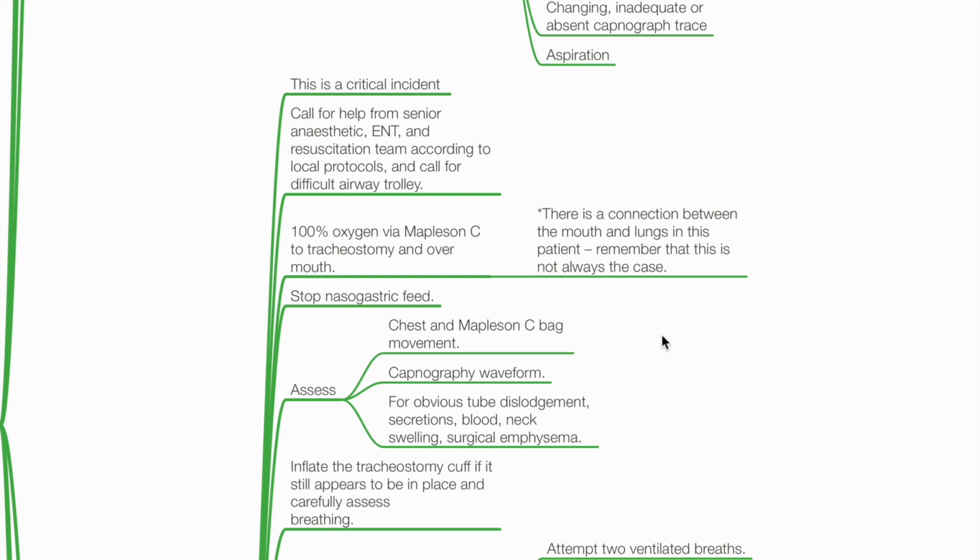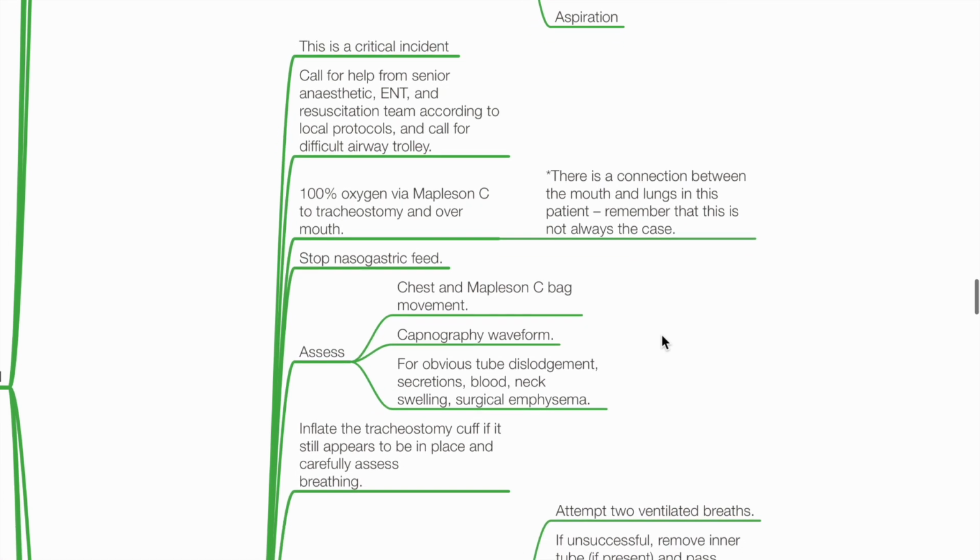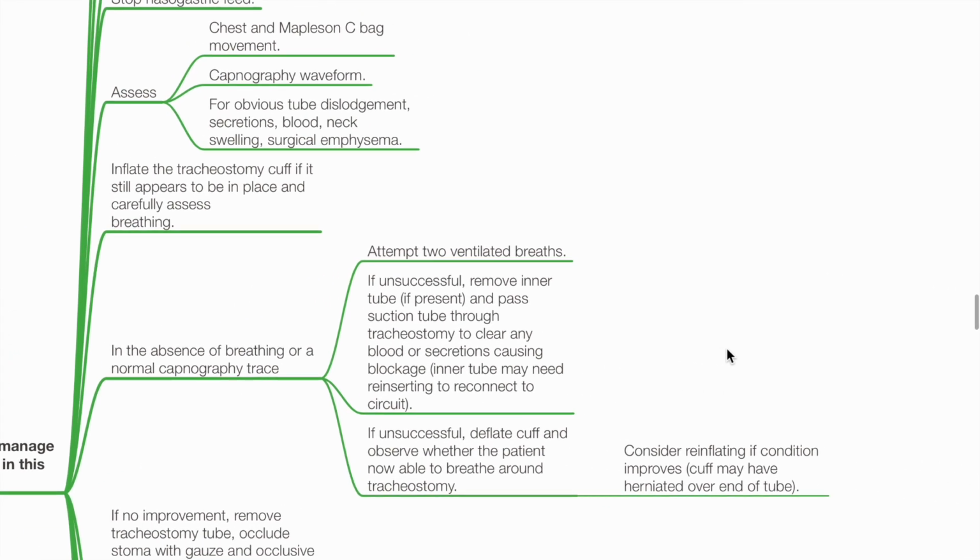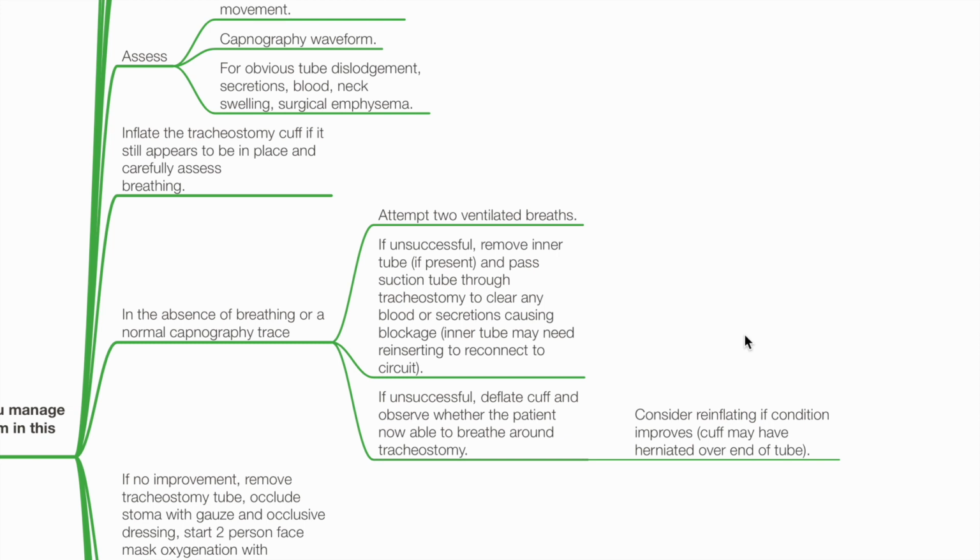swelling and surgical emphysema. Inflate the tracheostomy cuff if it still appears to be in place and carefully assess breathing. In the absence of breathing or a normal capnography trace, attempt 2 ventilated breaths. If unsuccessful, remove inner tube if present and pass suction tube through the tracheostomy to clear any blood or secretions causing blockage. If unsuccessful, deflate the cuff and observe whether the patient is now able to breathe around the tracheostomy. Consider re-inflating if the condition improves, as the cuff may have been herniated over the end of the tube.